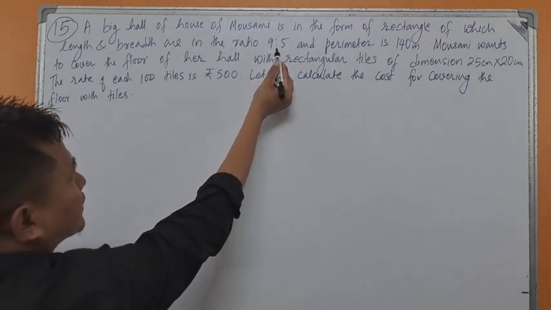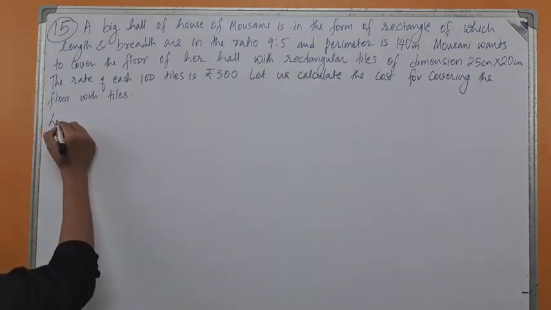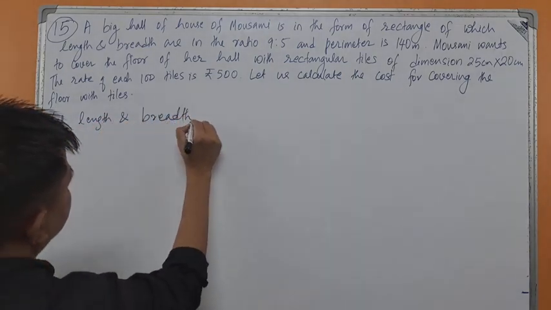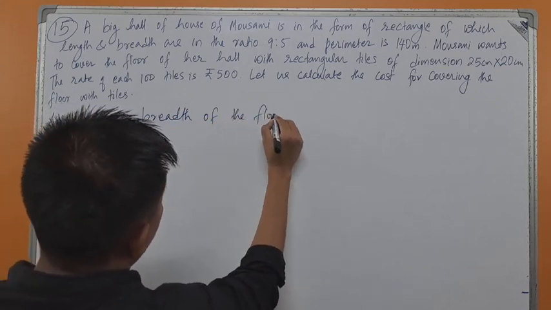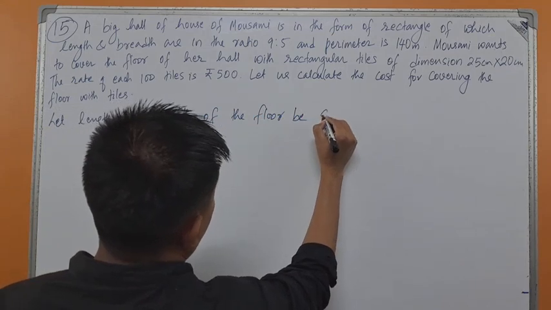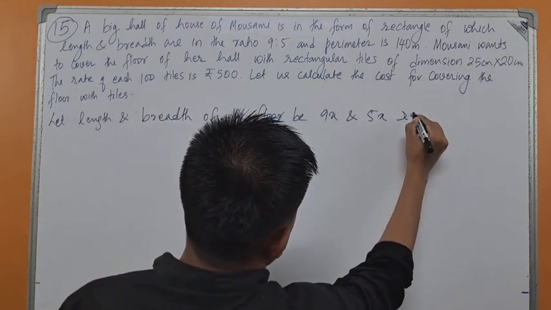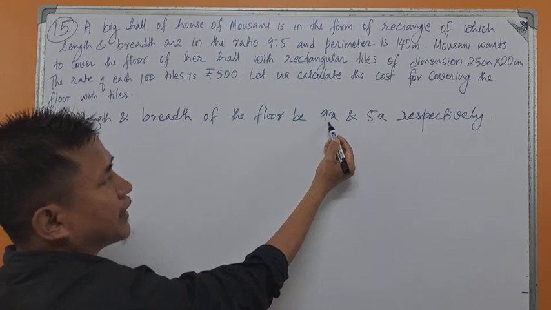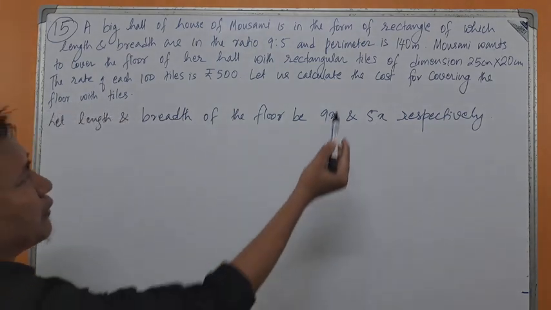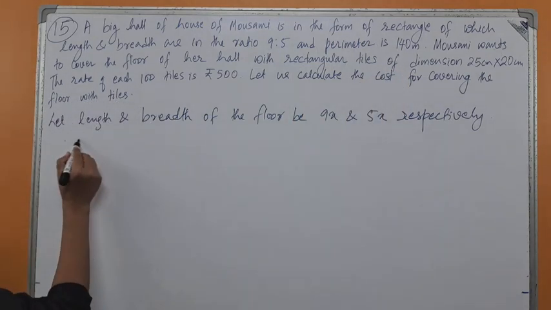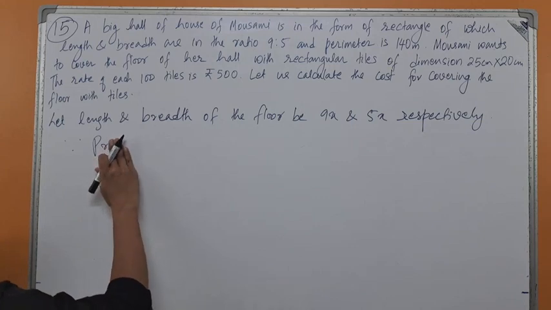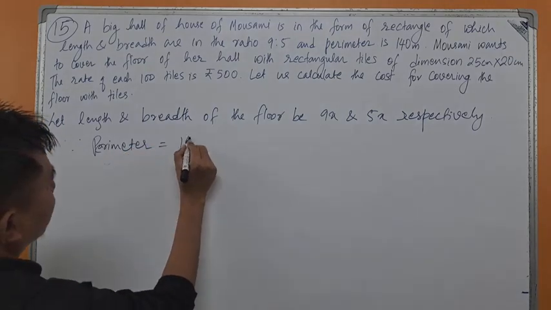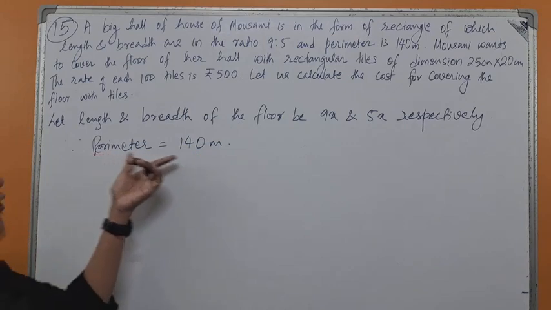Since ratio of length and breadth is 9:5, so what we do is, first we write let length and breadth of the floor be 9x and 5x respectively. Length, we are assuming length be 9x and breadth to be 5x. Okay, perimeter of the floor is given to us 140 meter. Since perimeter equal to 140 meter, perimeter of the rectangular shaped floor is 140 meter.